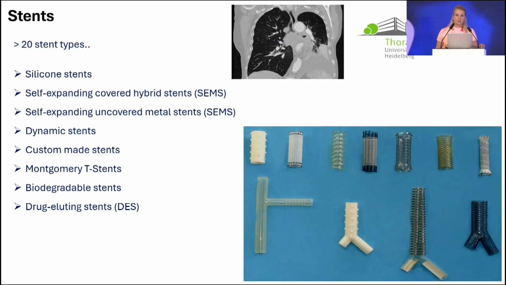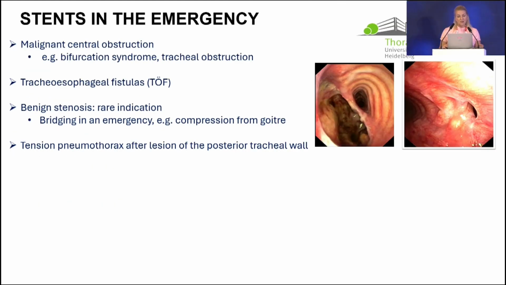What about stents? There are more than 20 types of stents. We have silicone stents, self-expanding stents, especially for peripheral, for bronchial, for the right main or left main bronchus, dynamic stents. We have custom-made stents, drug-eluting, all kinds of stents. In the emergency, most of the time we need a Y stent, because we have to secure the right and the left side. Malignant central obstruction, when we have the bifurcation syndrome, as I showed you in the first video, or a big tracheal obstruction.